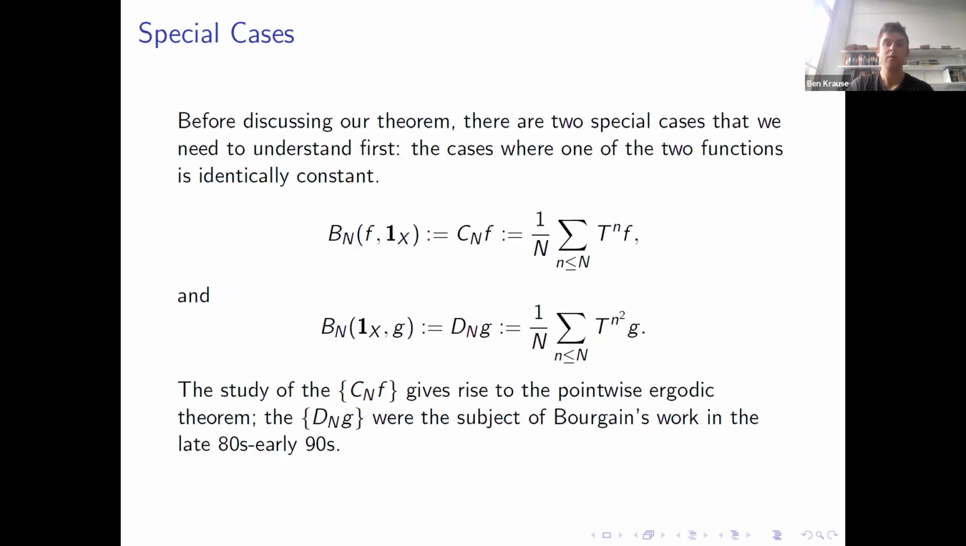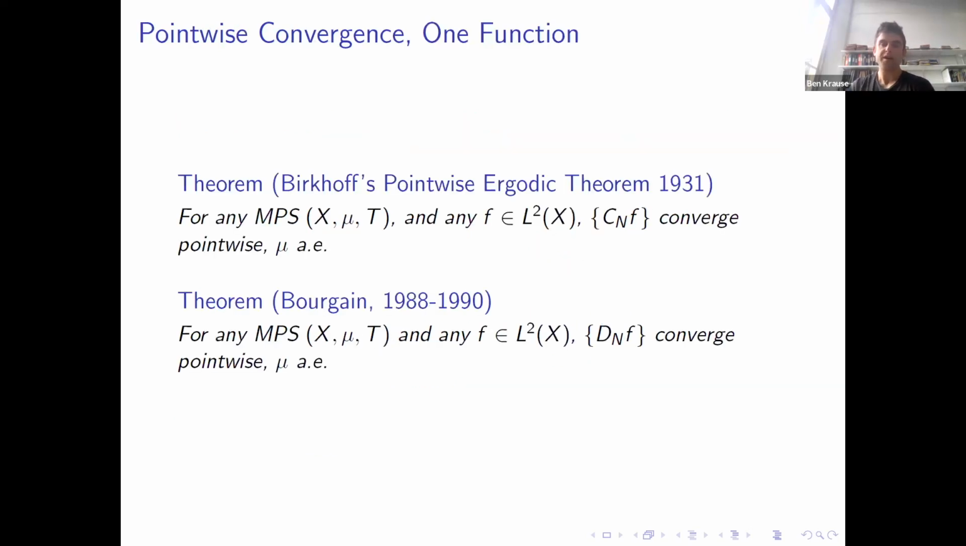Okay. So before I turn to the main theorem, there's two cases that you have to understand first, namely when one of the two functions is constant. In the first case, if I specialize the second function to be constant, I get the usual Cesaro averages. And if I specialize the first function to be constant, I get these quadratic averages, which were first considered by Bourgain in the late 80s. And indeed, Birkhoff's theorem is that the Cesaro averages converge almost everywhere. And again, in the late 80s, early 90s, Bourgain proved that the quadratic averages converge almost everywhere as well.